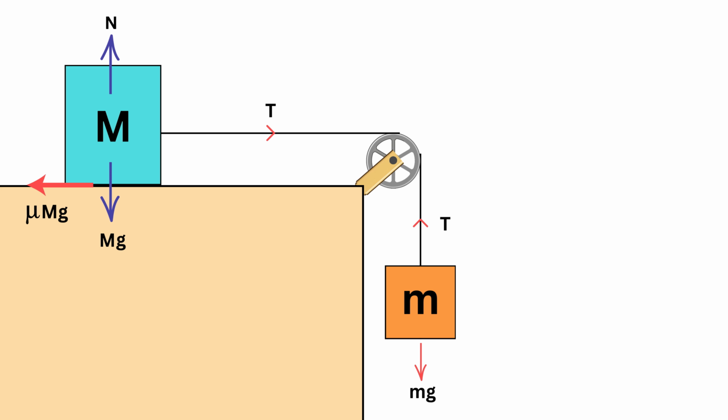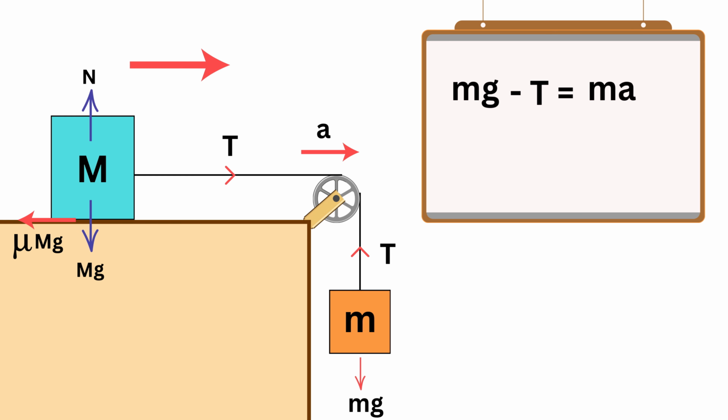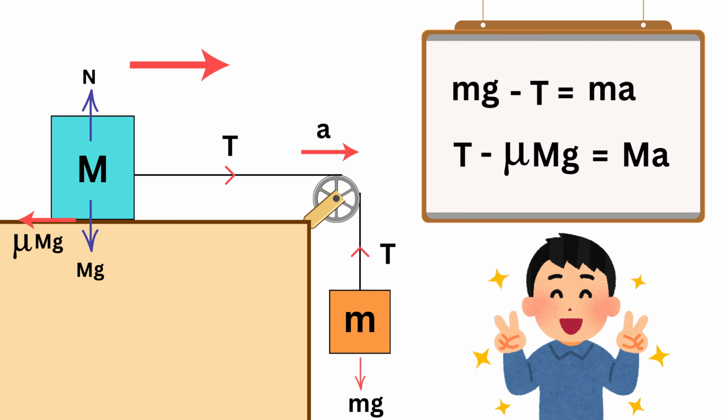Now, assuming both blocks accelerate together at a rate of a, we can write our equations of motion. For the downward moving hanging block, we have small m times g minus T equals small m times a. For the surface block moving to the right, we have T minus mu times big M times g equals big M times a.